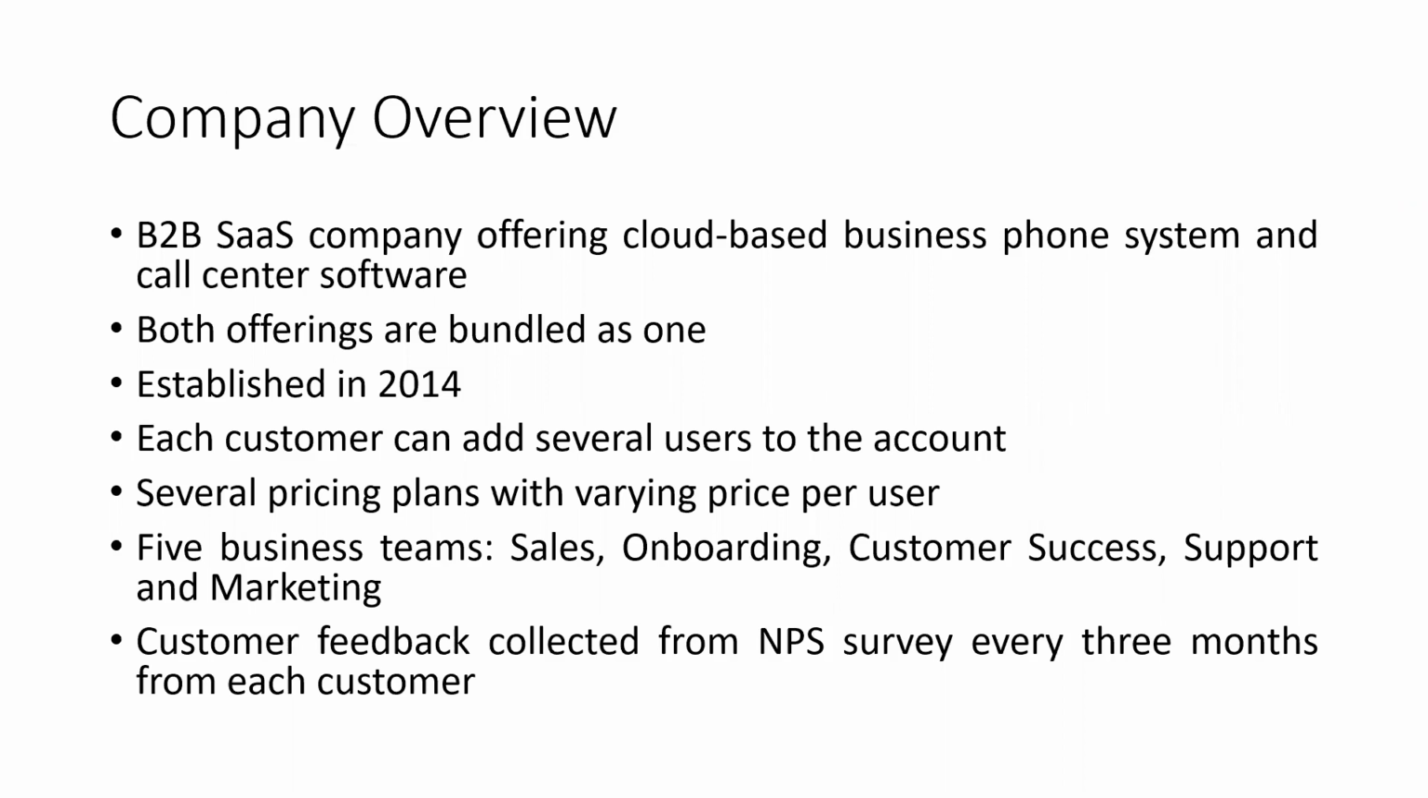They also collect customer feedback using an NPS survey every 3 months from each customer. NPS, we discussed this in a previous session, the Net Promoter Score. On a scale of 1 to 10, how likely are you to recommend this product or service to a friend or colleague? That is what they ask. Based on the score, if the customer gives a 9 or 10, they are called promoters. If it is 7 or 8, it is neutral. 6 or below is a detractor. This is how they collect their customer feedback.